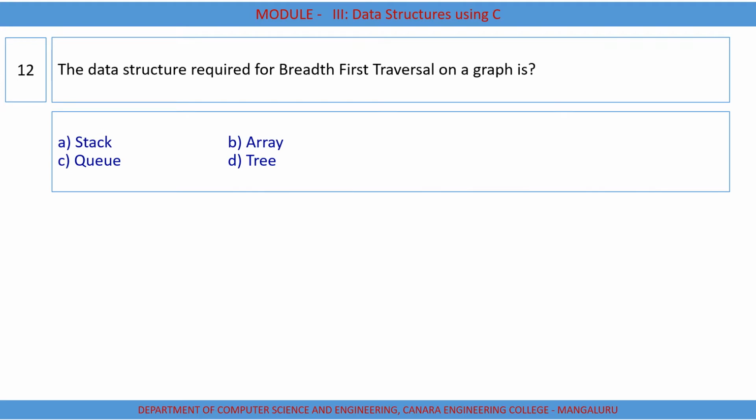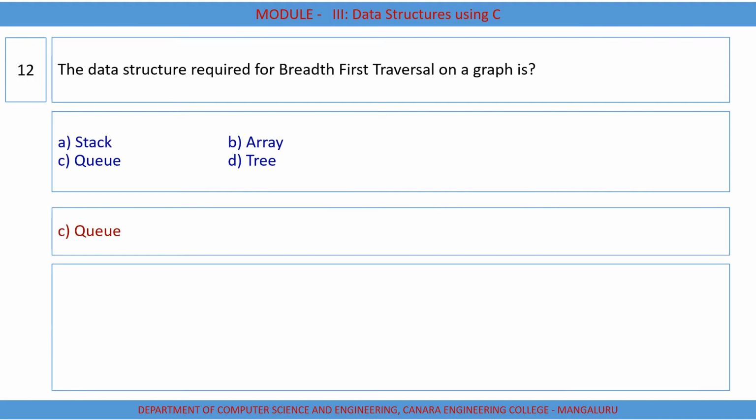The data structure required for breadth first traversal on a graph is queue. The answer is queue. Graphs can be traversed by using two techniques, one is DFS and another is BFS. With respect to DFS, you make use of a stack. With respect to BFS, you make use of the concept of a queue.